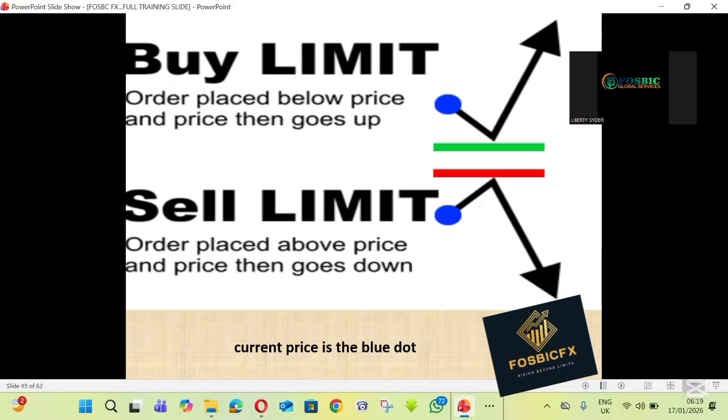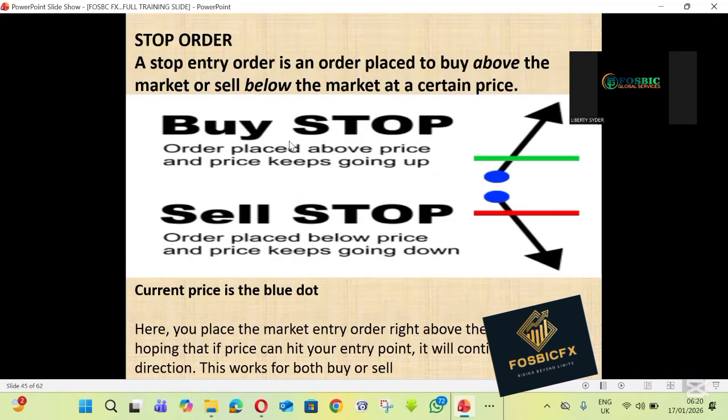Okay, so we have been able to explain buy limits and sell limits. Of course, you know that buy limit and sell limit are the two types of limit orders. I told you we have pending orders, under pending orders we have limit orders and stop orders. So we have talked about buy limit and sell limit, which are the two types of limit orders. Now let's talk about stop orders. We have two types of stop orders: buy stop and sell stop.